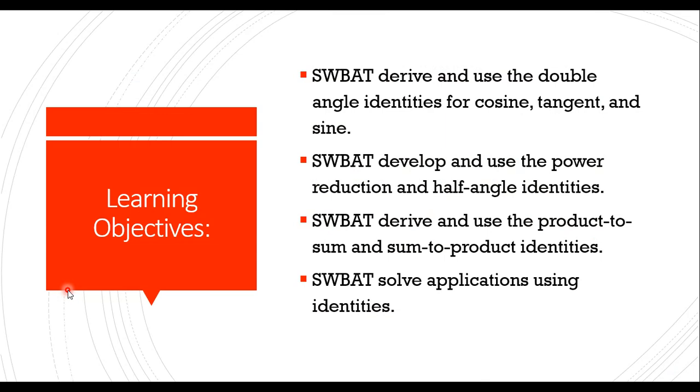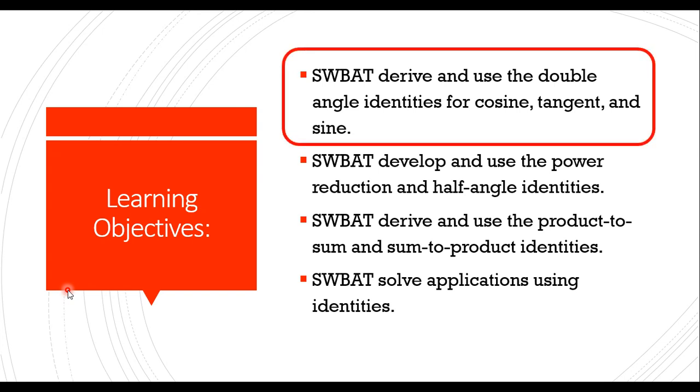The learning objectives for this entire section 7.4 in our book: students will be able to derive and use the double angle identities for cosine, tangent, and sine. Students will be able to develop and use the power reduction and half angle identities, which is coming soon. Students will be able to derive and use the product to sum and sum to product identities, again, coming soon. And lastly, students will be able to solve applications using identities.